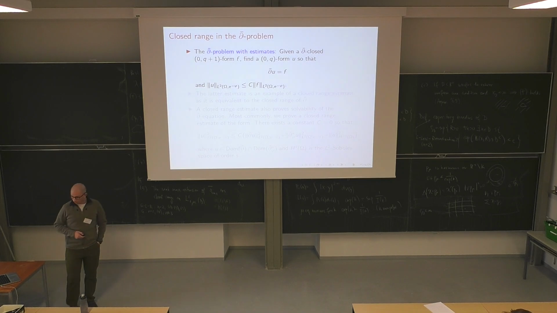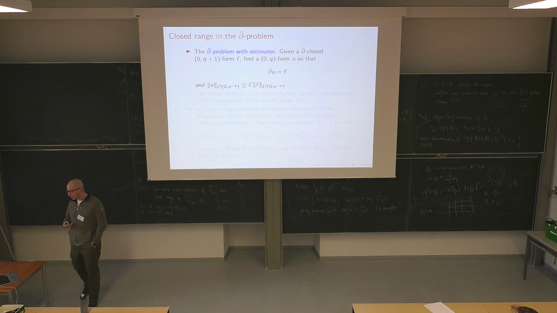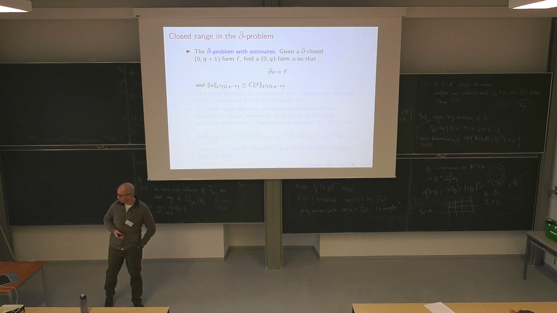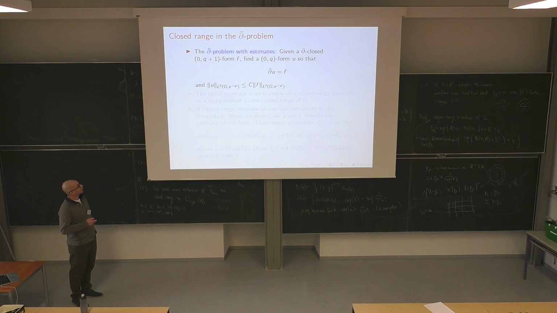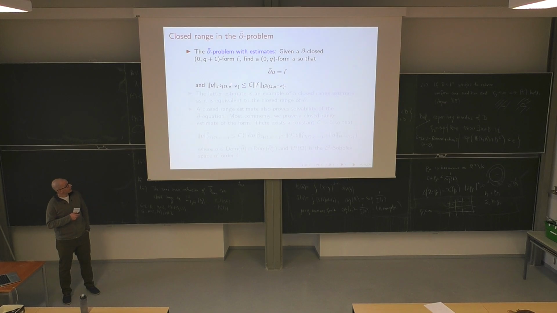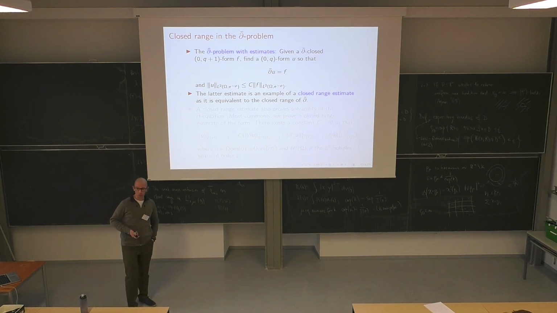And we're investigating the d-bar problem with estimates. What this means is, given a d-bar closed (0,q+1) form f, we would like to find a (0,q) form u so that d-bar u equals f, and we want to be able to bound the L2 norm of u in terms of the L2 norm of f. So this estimate here is an example of a closed range estimate, as it's equivalent to the closed range of d-bar.